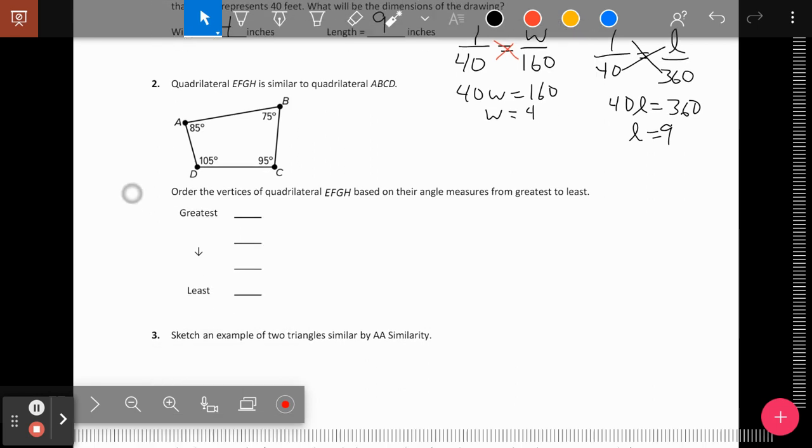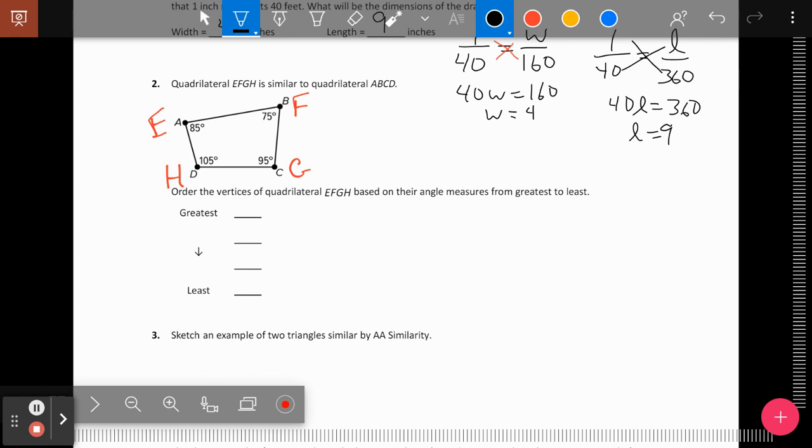Number two, let me show you the trick I do, because some people make a mistake with this one because it almost seems too easy. It says quadrilateral EFGH is similar to quadrilateral ABCD. So all I do over here is, okay, that means A and E are the same, B and F, C and G, D and H are all the same.